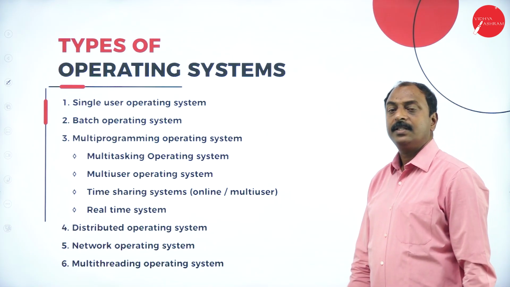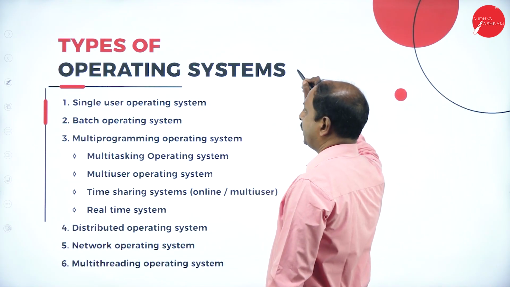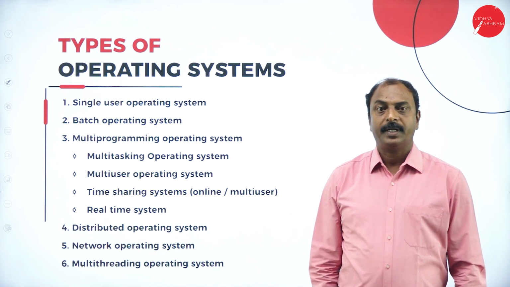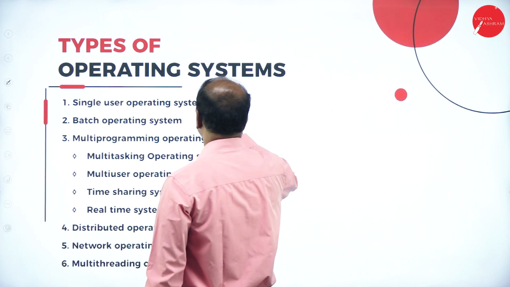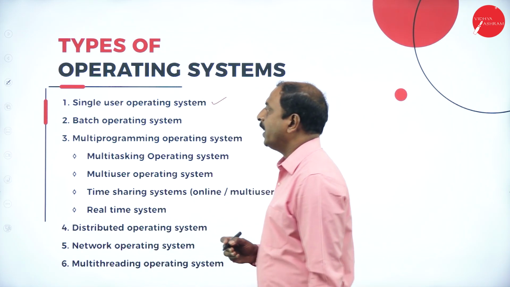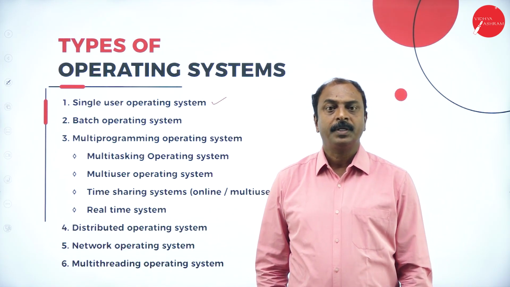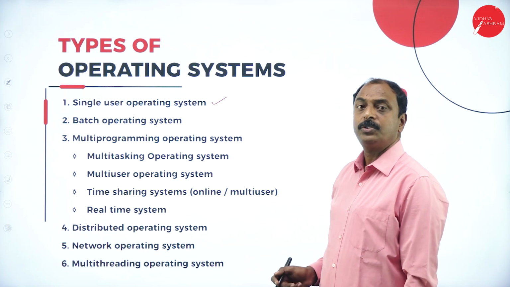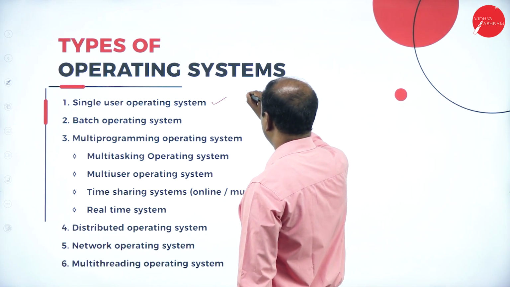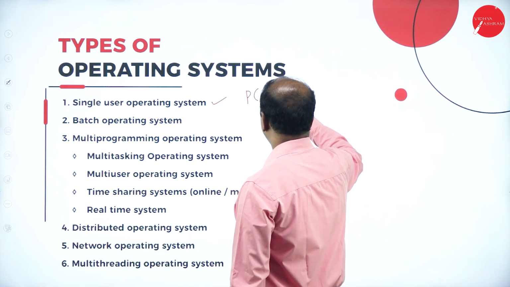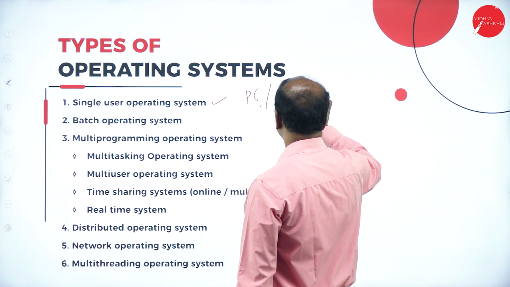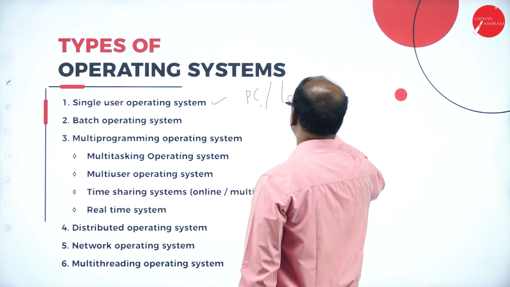Now let us see the different types of operating system. What are the different types of operating system? Here one is the single user operating system. And what is a single user operating system? A very good example is the PCs we use nowadays, and even laptops, which are single user systems.